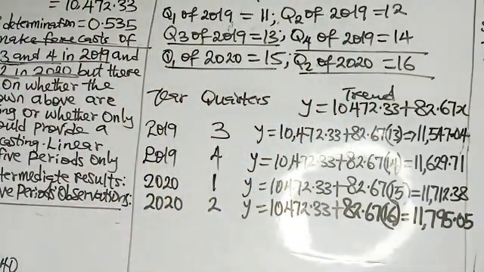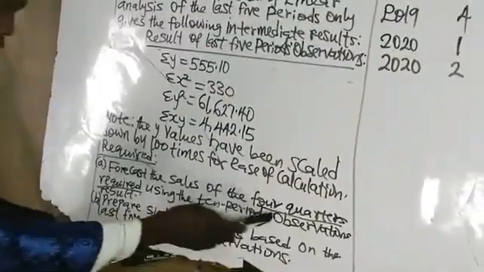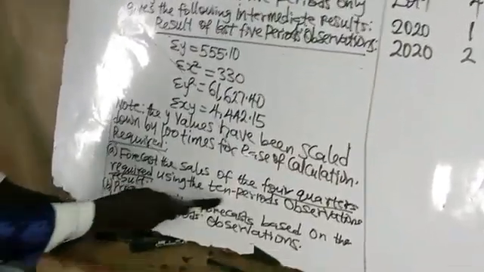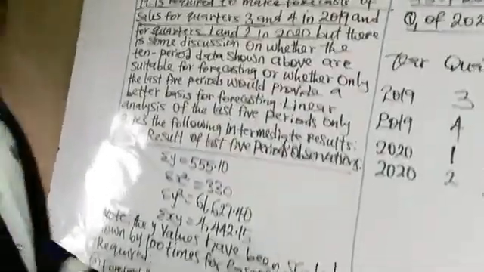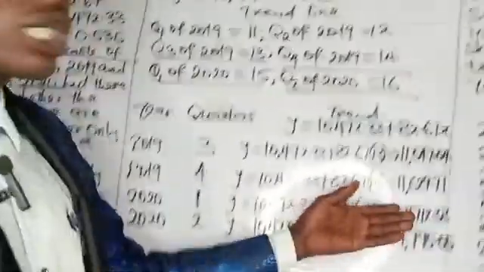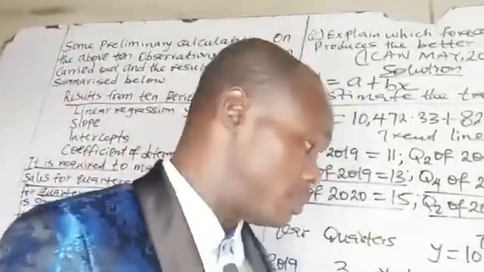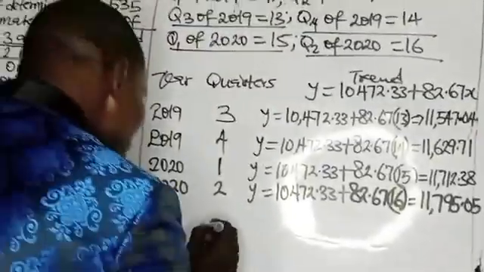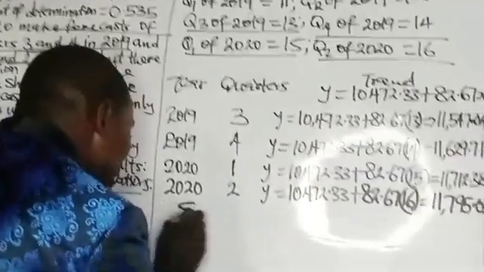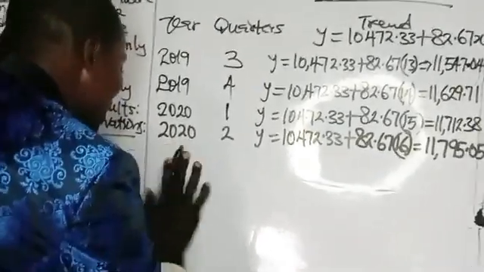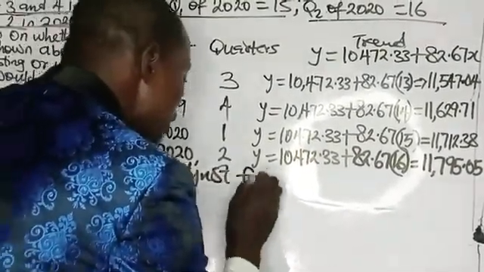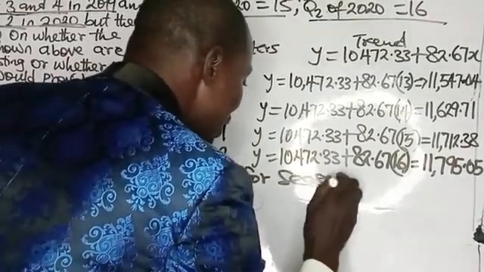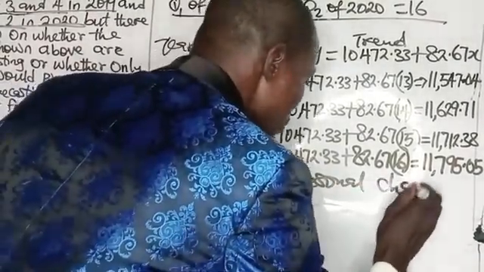Now, back to the question. You are to forecast the sales of the 4 quarters required using the 10 periods observations result. Now, remember, this trend is subject to seasonal variation. So now we adjust. Let's adjust for seasonal change.